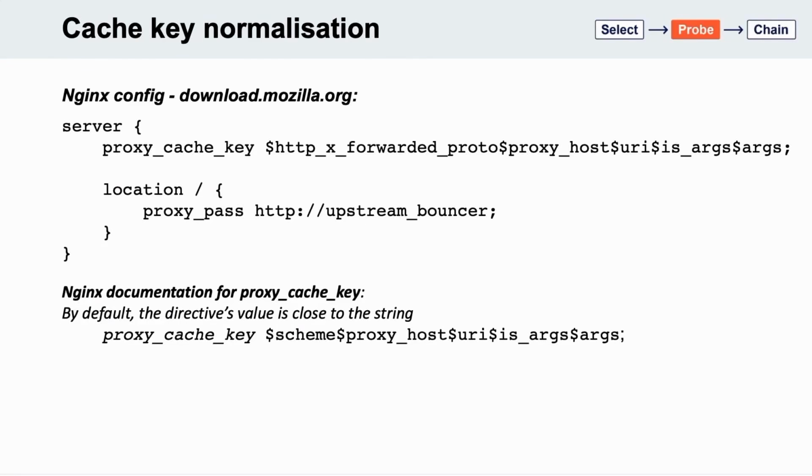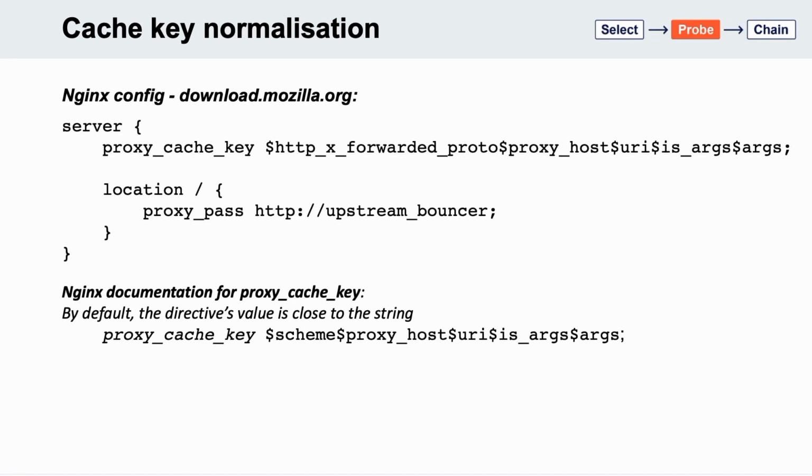So I use Firefox for most of my testing, and every year when I'm doing my research I accidentally find a vulnerability in Firefox's update infrastructure. And this year is no different. This one is going to show us how something even as simple and common as normalization can be really quite harmful. If you look at the Nginx config on download.mozilla.org, it looks fine.